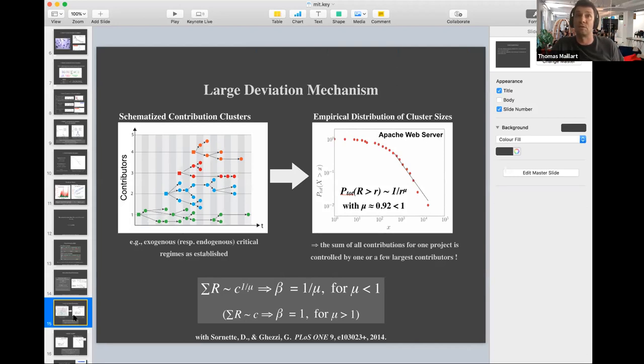And what we found is that the distribution of contributions by contributor is actually a power law tail distribution, only the tail, with mu 0.92, smaller than one. That's interesting because it shows that a minority of people are contributing most of the project. So the sum of all contributions for one project is controlled by one or a few largest contributors.